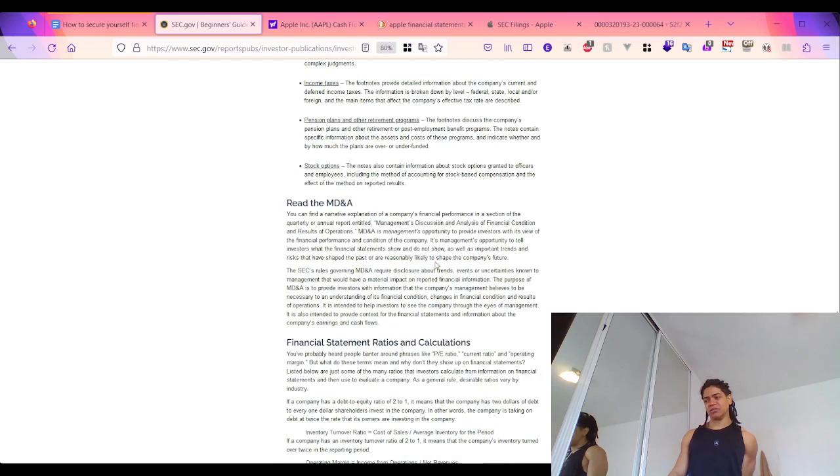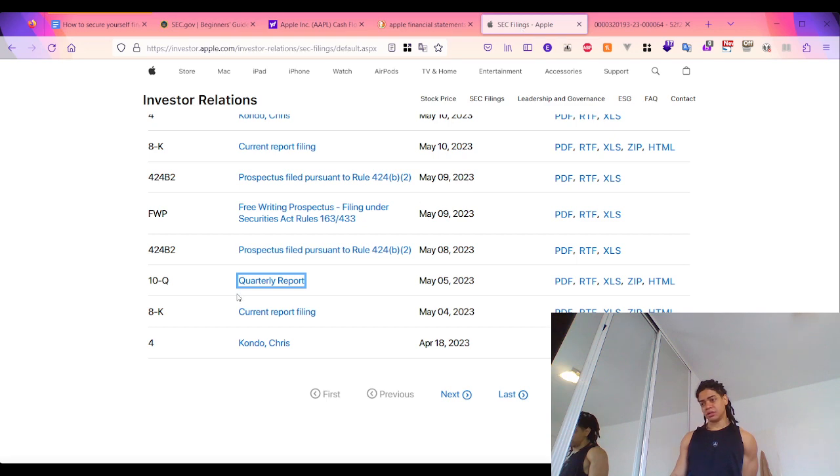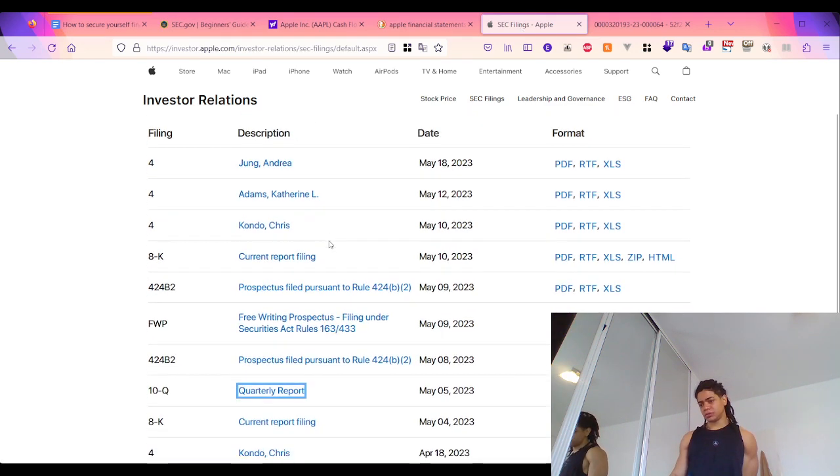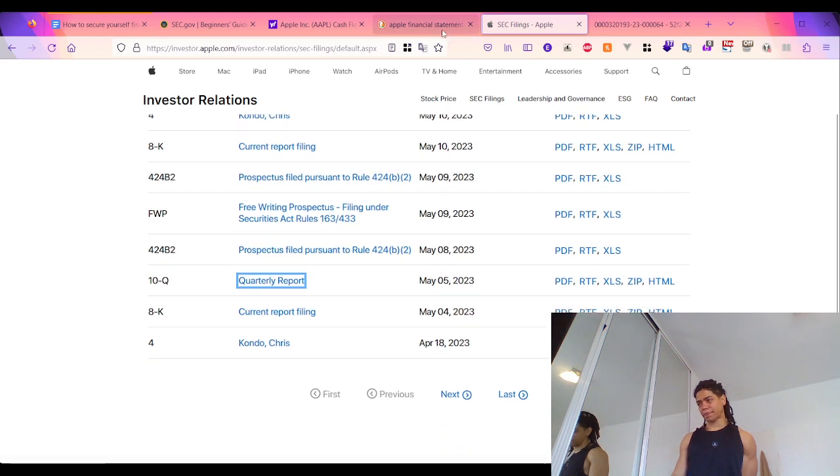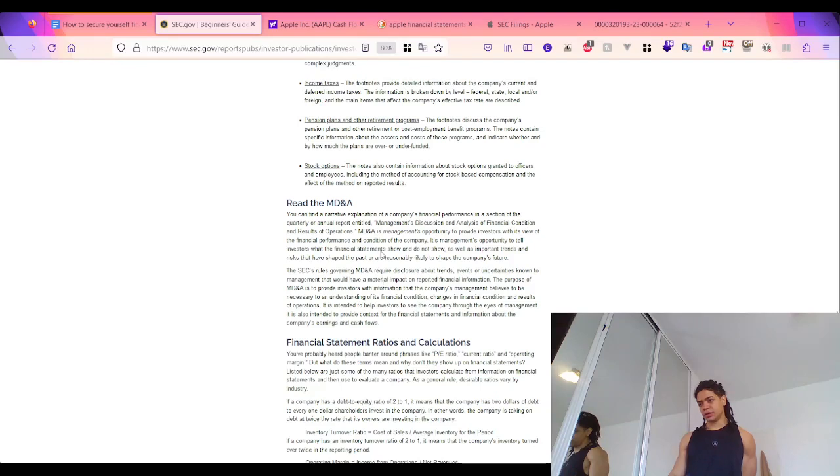And they describe something interesting and important here, which is risk. So you can find a narrow explanation of the company's financial performance in a section of the quarterly or annual report. You can find this information in there, where it is a management opportunity to tell investors what the financial statements show and do not show, as well as important trends and risk.